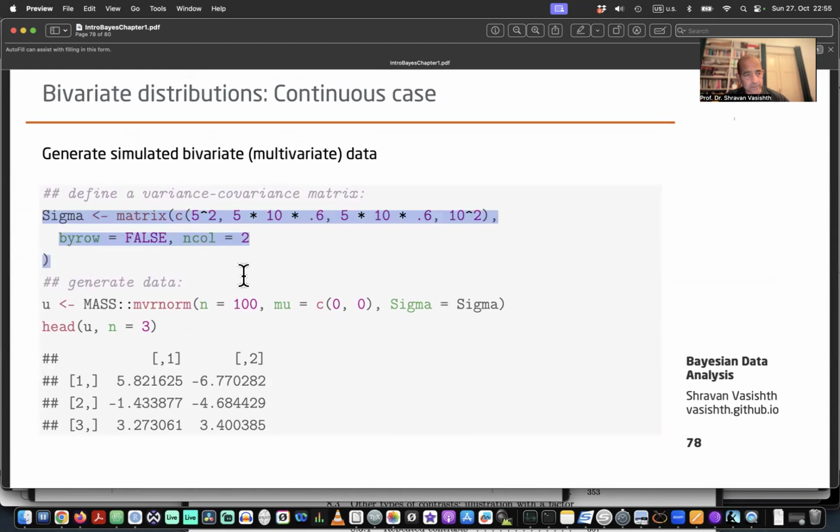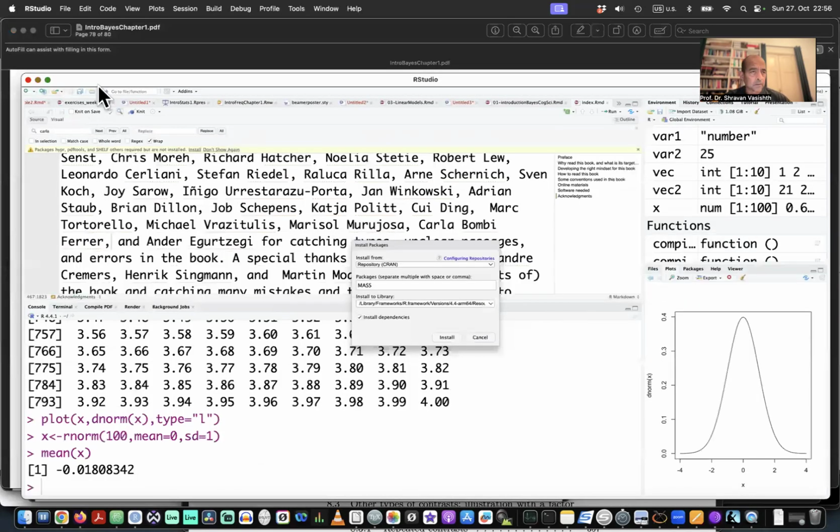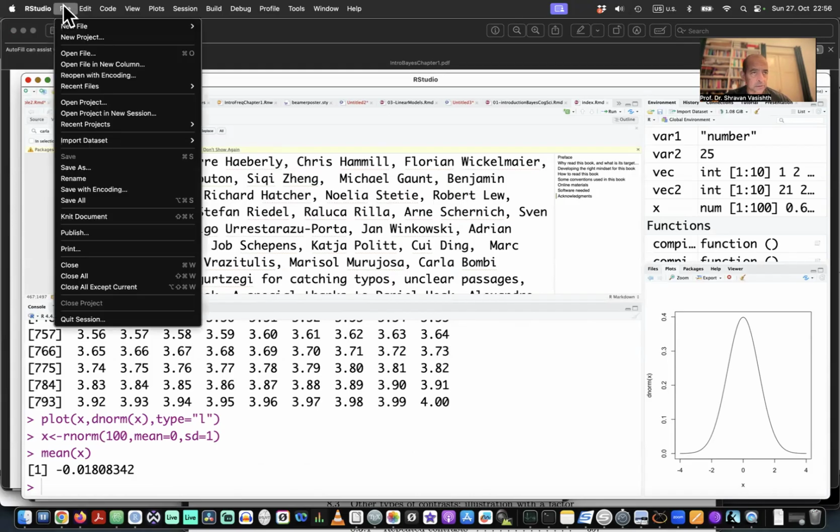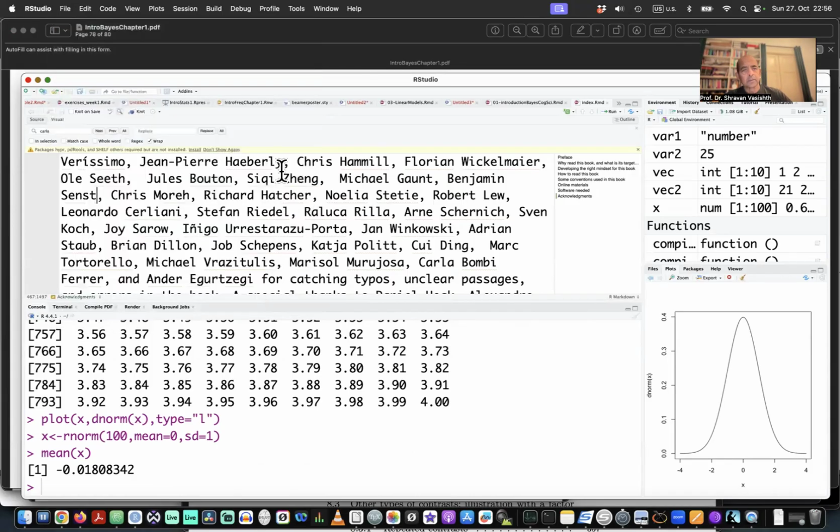So I'm just going to copy this code and produce some data. Let me kill this, sorry. Sorry, I was editing the book right now.